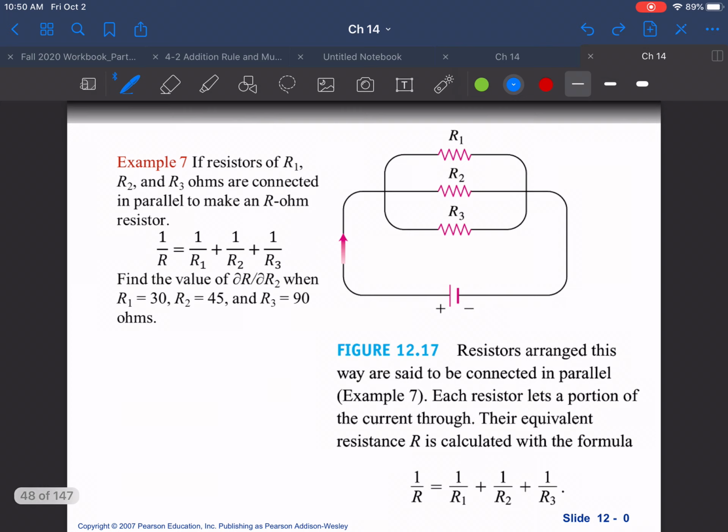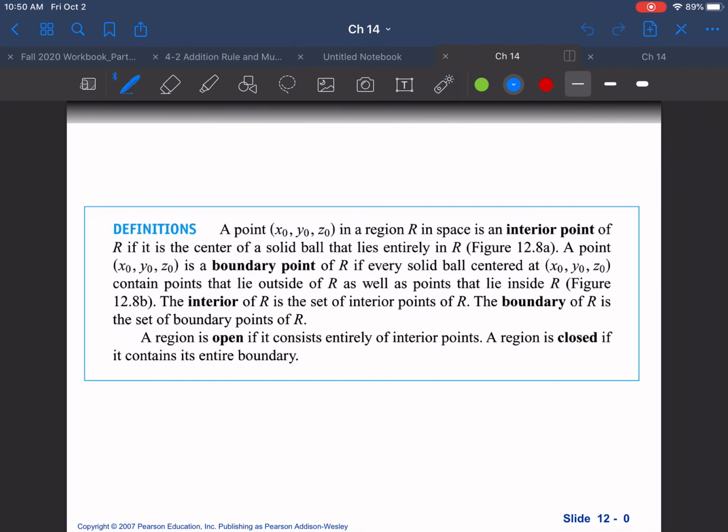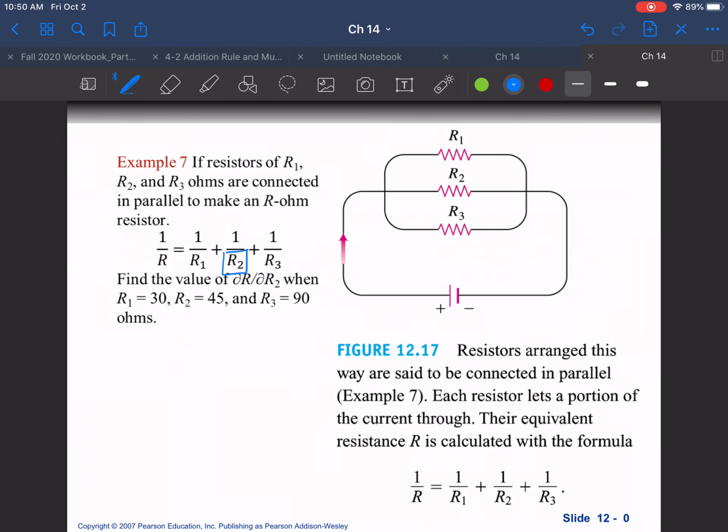Here we have a resistor, and we have this resistance, and we would want to do the partial derivative here with respect to R2. So they're saying with respect to this. And so we have it in this weird form. So what we can do here is just go through and actually make this a function of R.